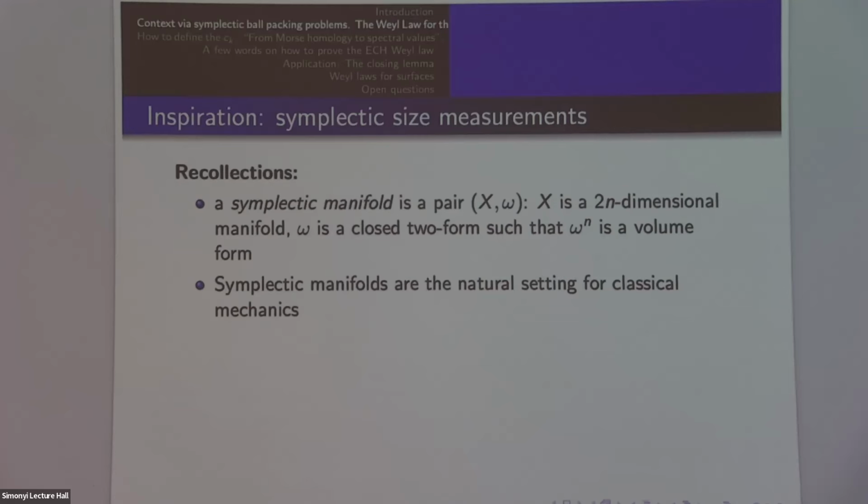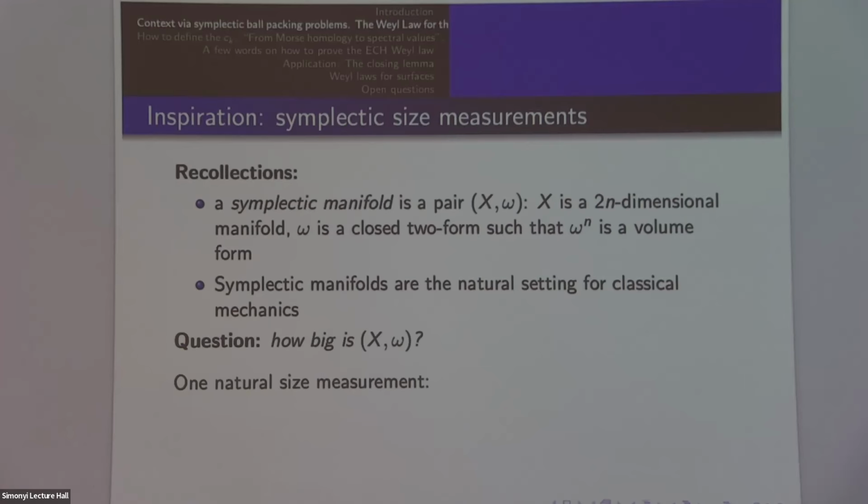Well, I'm talking about a 2n-dimensional manifold. It has a closed 2-form. It wedges to the volume form. I think maybe we've all seen this before. But anyways, these are the natural setting for classical mechanics, and so they're of fundamental importance.